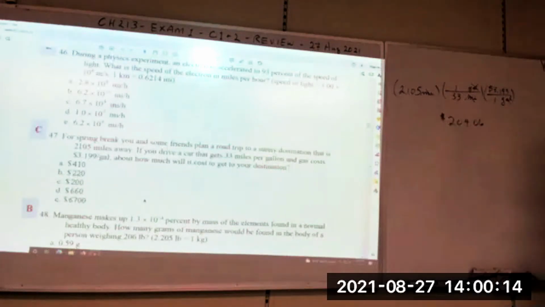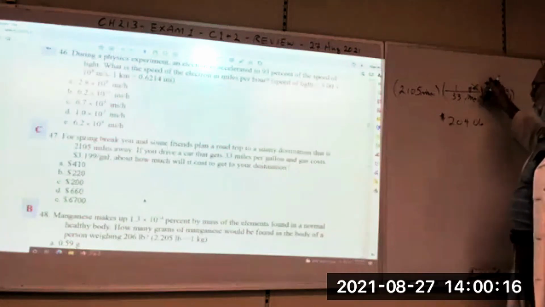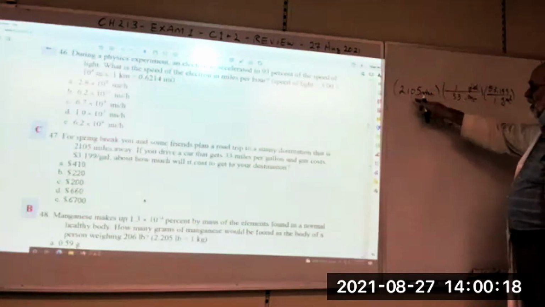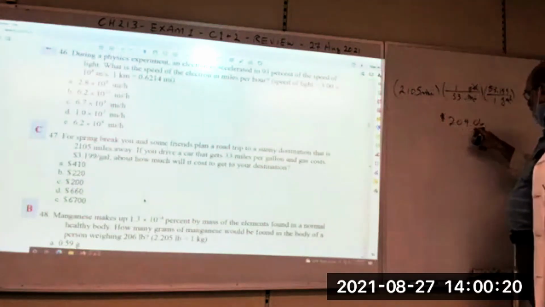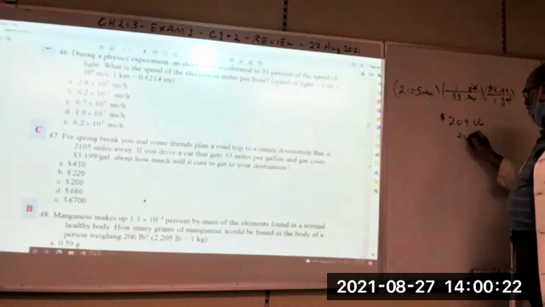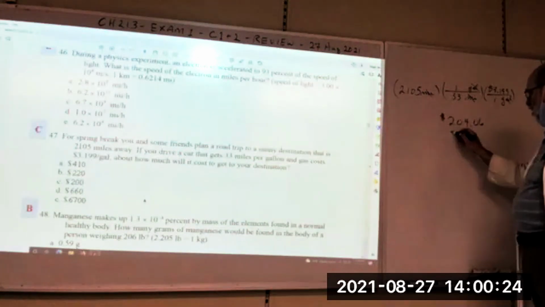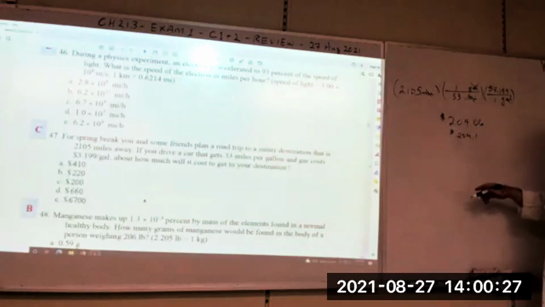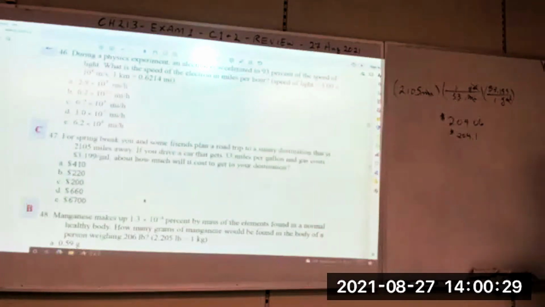But if we're going to round it off, the conversion factors are exact numbers. This is the only one that determines. So there's 4, it should be 204.1 or $204.10. So the key here is, let's see, about how much, which is 200.